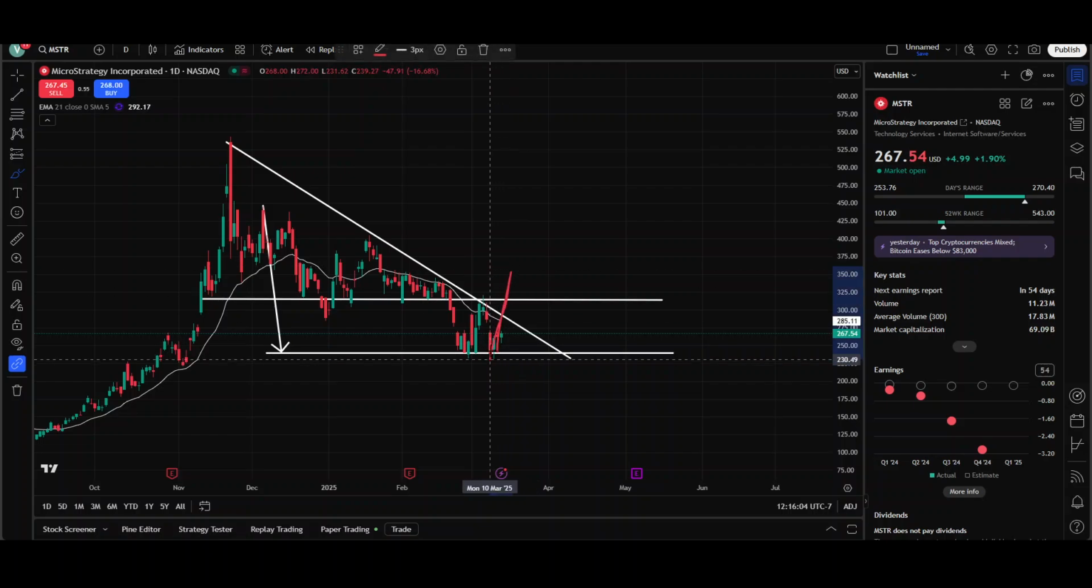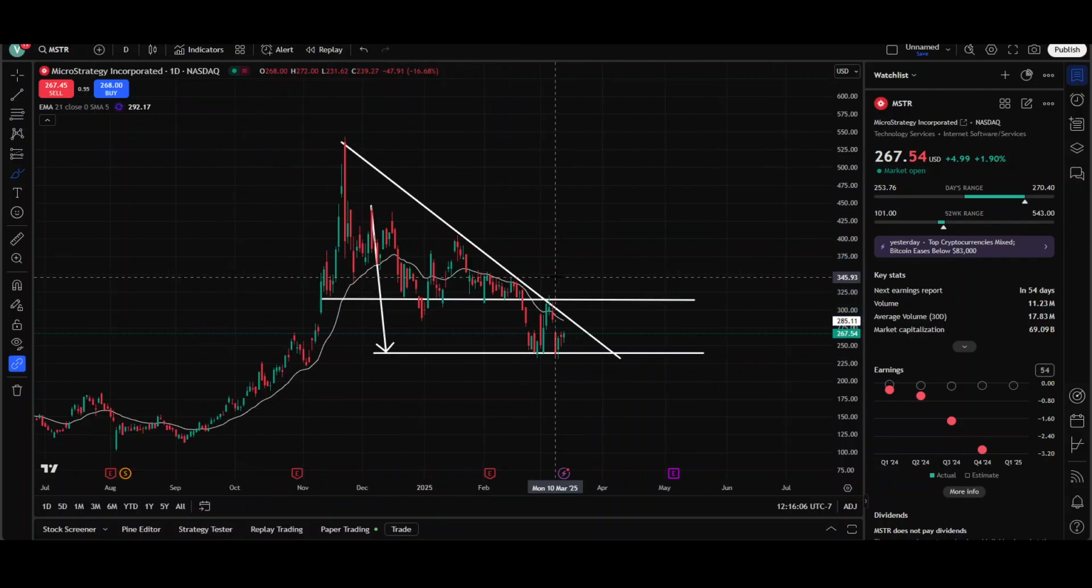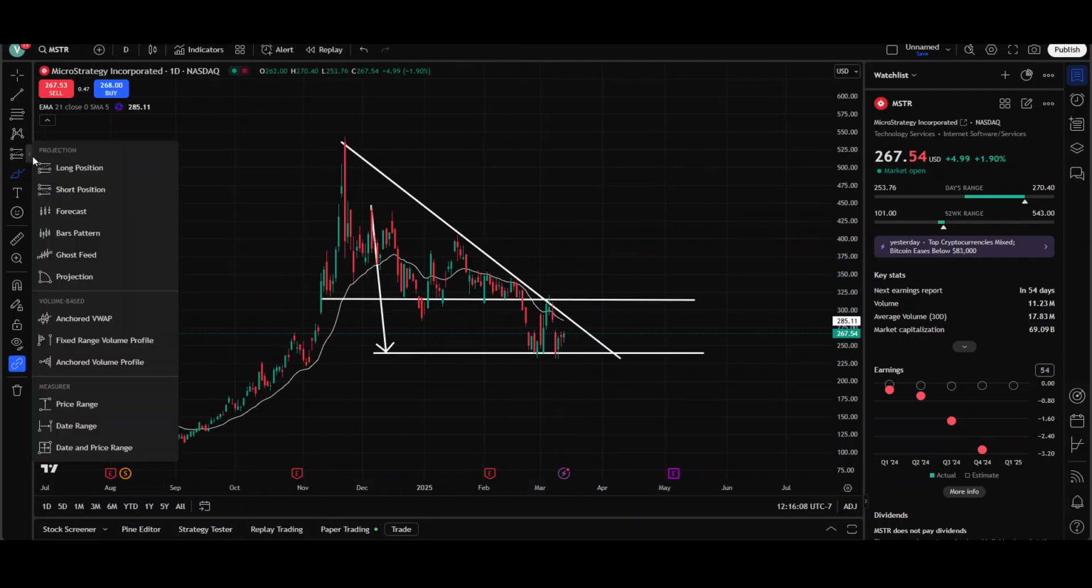And we need to see a strong break above this trend line and horizontal level for me to be really bullish in the short term.